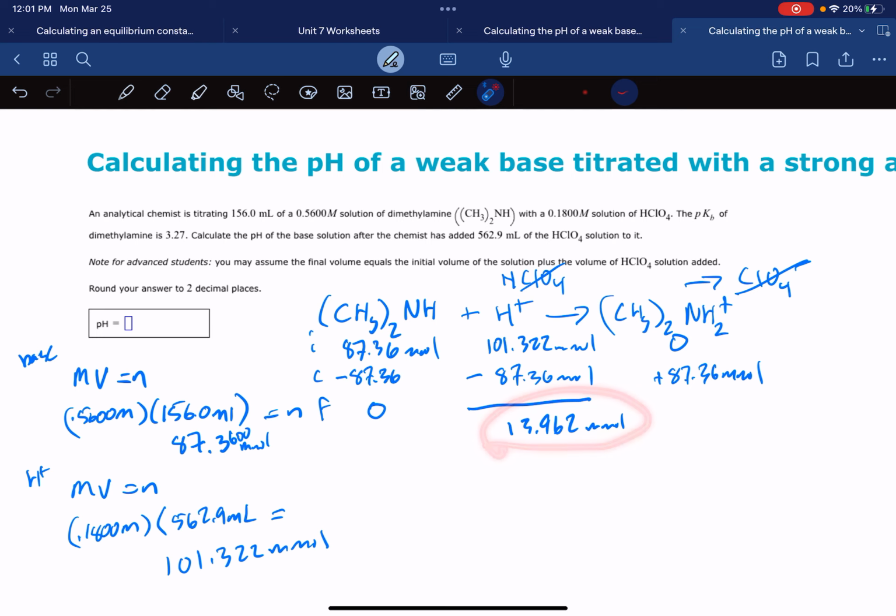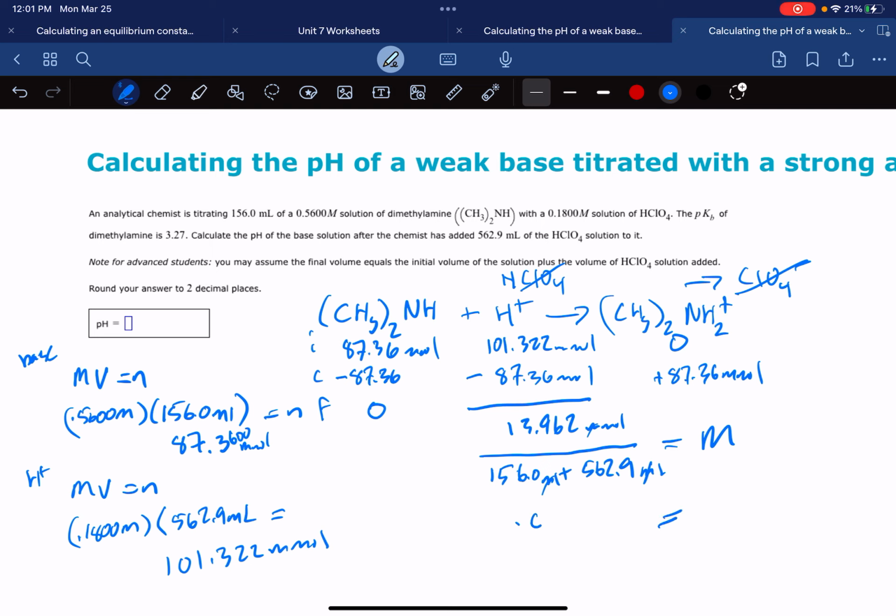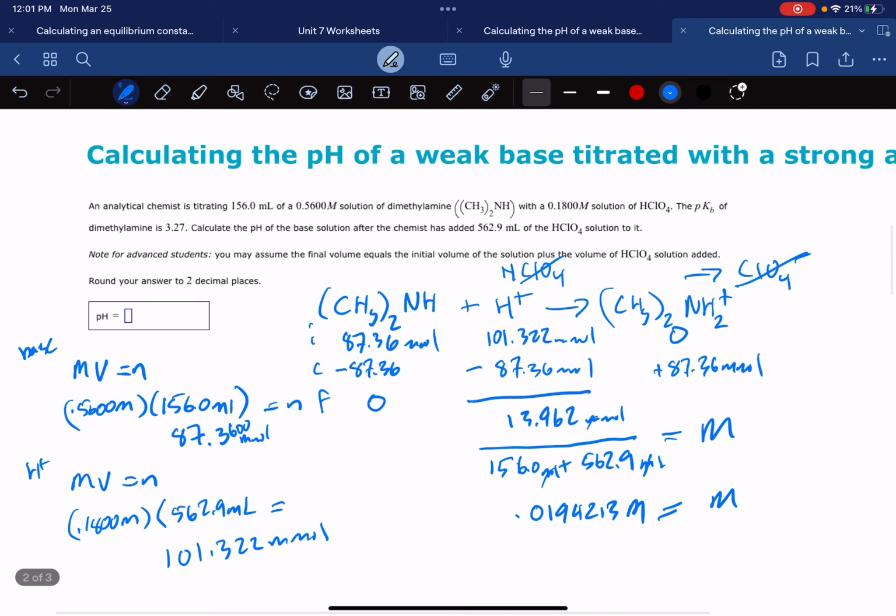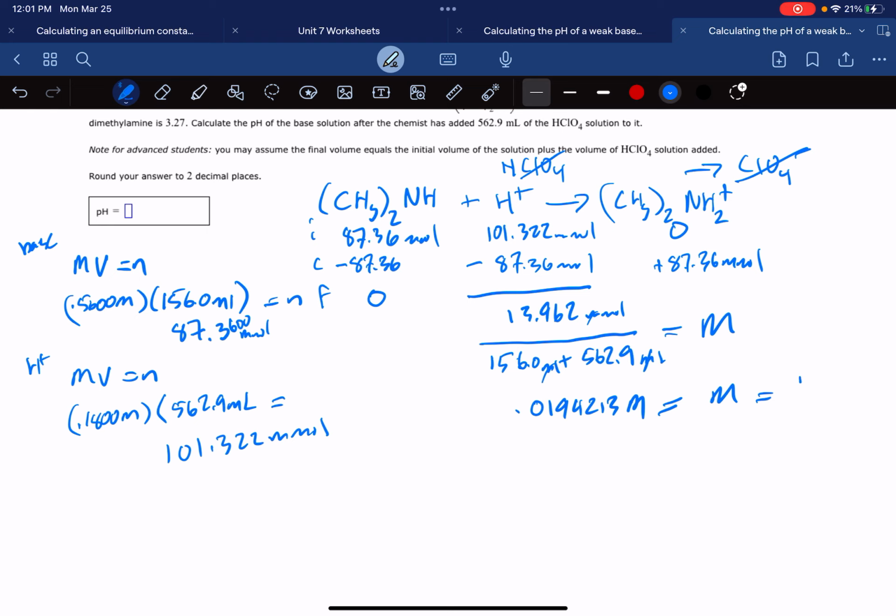So all we need to do is make this into molarity, because we love it when we have an excess of a strong acid. We're going to take this whole thing and divide it by the two volumes added together: 156.0 plus 562.9. That's going to give us our molarity, because these are both milliliters, and the milli is going to cancel, and you'll end up with moles per liter. We'll end up with 0.0194213 molar. That's the concentration of our H plus.